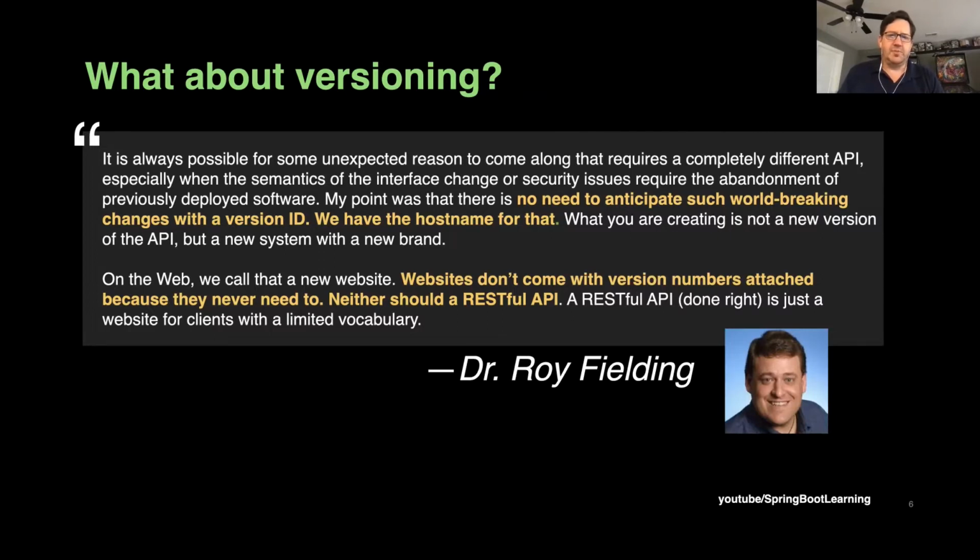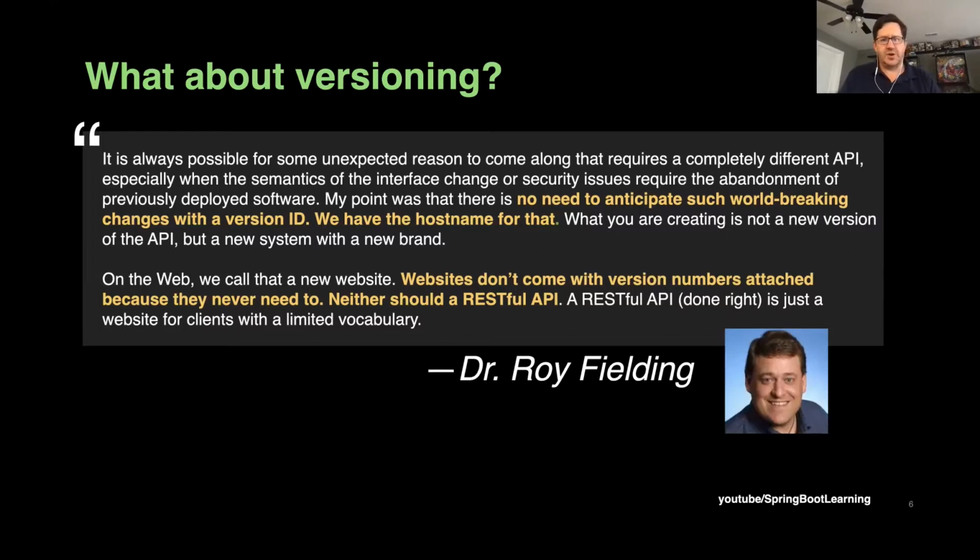On the web, nobody versions web pages. Nobody goes to Amazon/v2. Nobody deals with that. Amazon's able to make changes and updates and handle compatibility changes. We don't think about that in the guise of websites. Websites don't come with version numbers attached because they never need to, and neither should a RESTful API. A RESTful API done right is just a website for clients with a limited vocabulary.